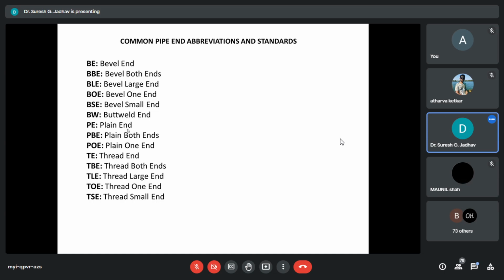Whenever we are using software like SmartPlant, PDS, PDMS, that is process design software, then we have to insert only the abbreviations of the pipe end connections. And based on that, we can connect the pipes.